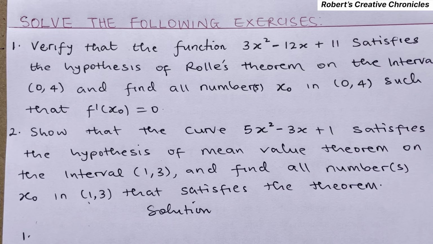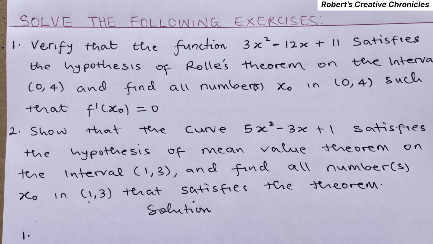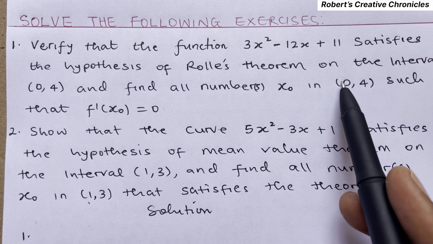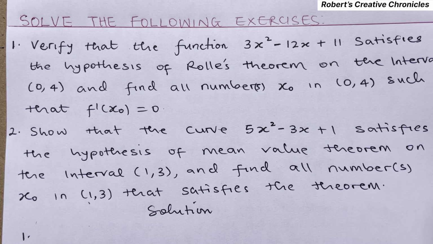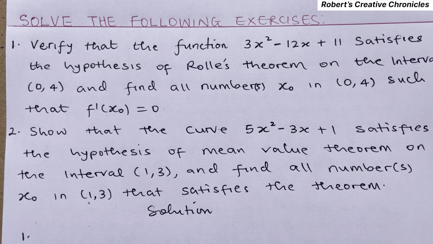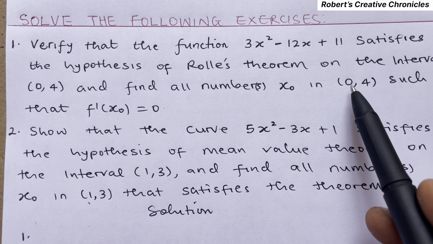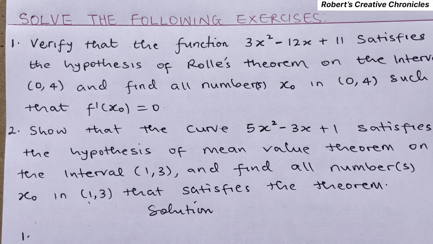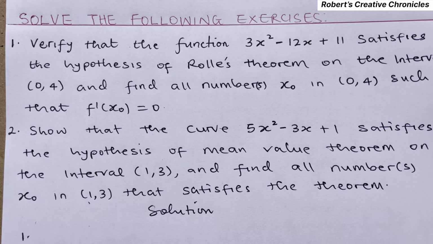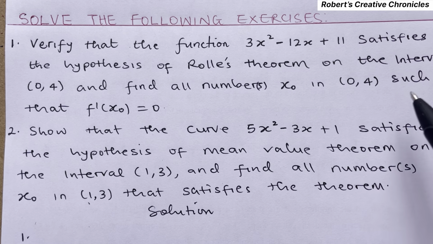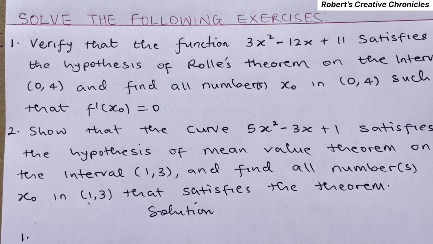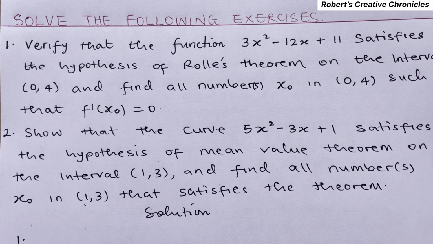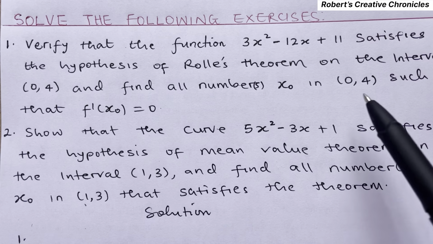Rolle's theorem states that if a function f of x is continuous on a closed interval x1, x2, and the function is also differentiable on the open interval x1, x2, and f x1 is equal to f x2, then there exists at least one number x0 in x1, x2 such that f prime x0 is equal to 0. So that's Rolle's theorem. So we have to verify that this function satisfies the hypothesis of Rolle's theorem.